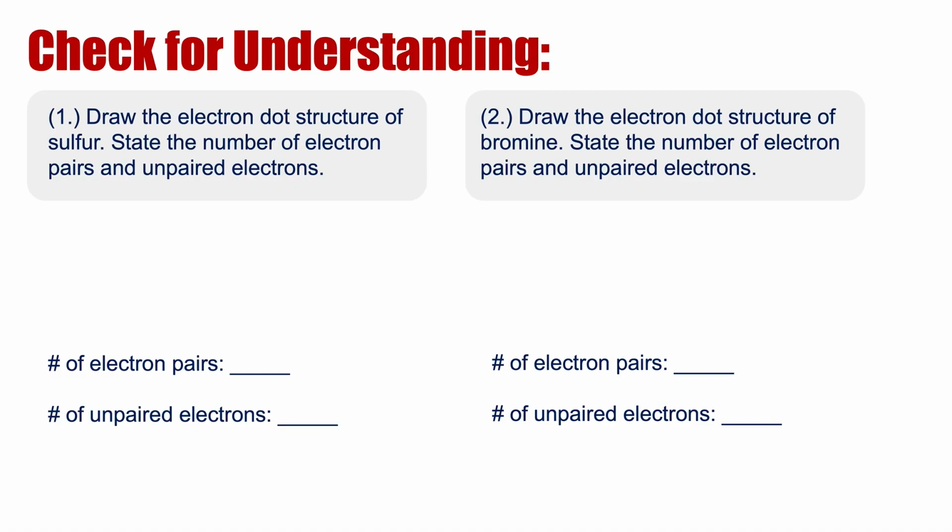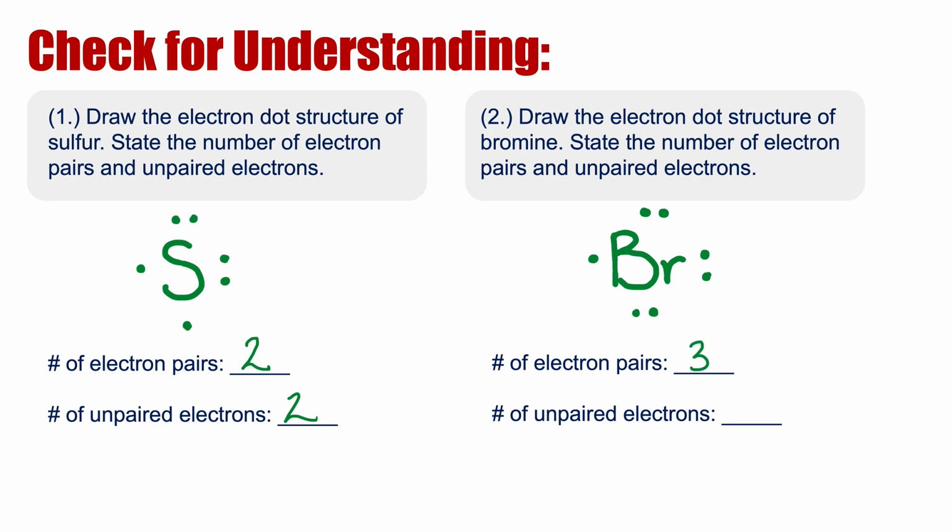So sulfur has a total of 6 valence electrons. It's in group 16. So I write sulfur, 1, 2, 3, 4, 5, 6, and then I stop. 2 electron pairs, 2 unpaired electrons. Bromine, group 17, it's a halogen, so 7 valence electrons total. 1, 2, 3, 4, 5, 6, 7. I stop. 3 electron pairs and 1 unpaired electron.